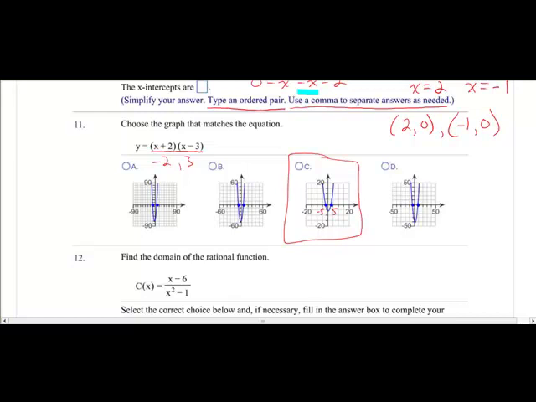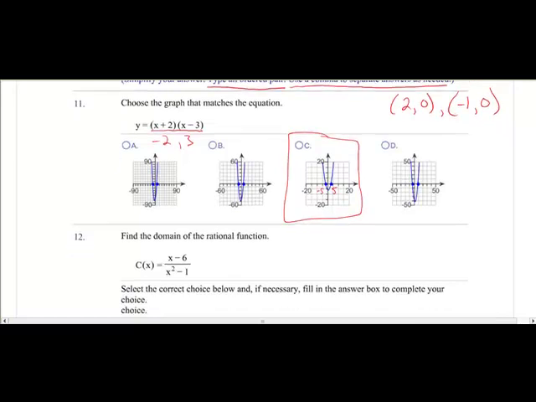But like I said, I basically threw that problem out. A lot of you got it right, but that was a bad question. That shouldn't have been on there. The answer choices were not very good. So I'm sorry about that.